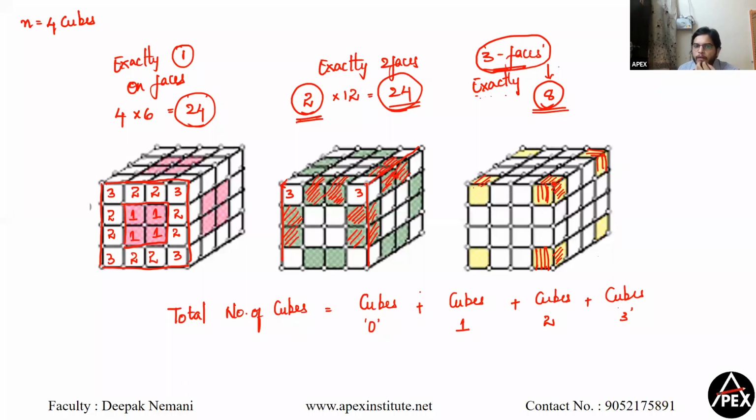Now what is the total number of cubes in this question? 64, isn't it? Total number of cubes is 64. Now let the number of cubes with 0 faces painted be x. We need to determine that. What is the total number of cubes with 1 face painted? 24. Cubes with 2 faces painted? 24. And cubes with 3 faces painted? 8. So 24 plus 24 is 48. 48 plus 8 is 56. So what is the value of x?